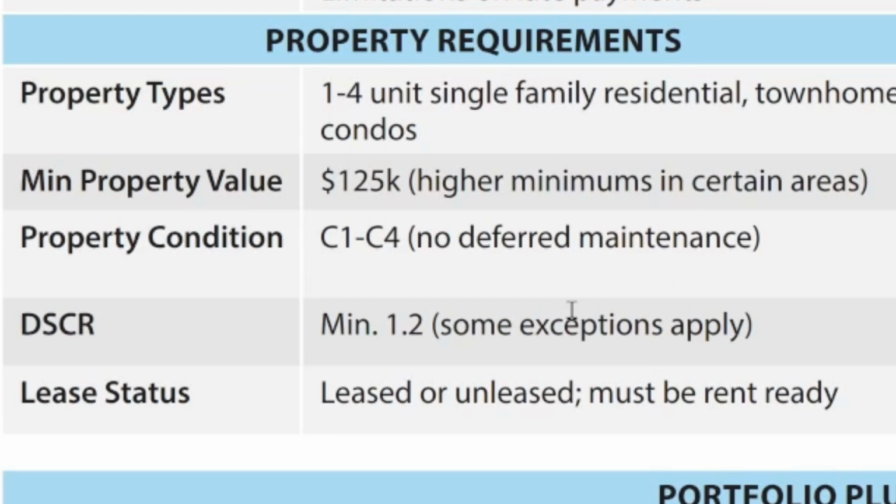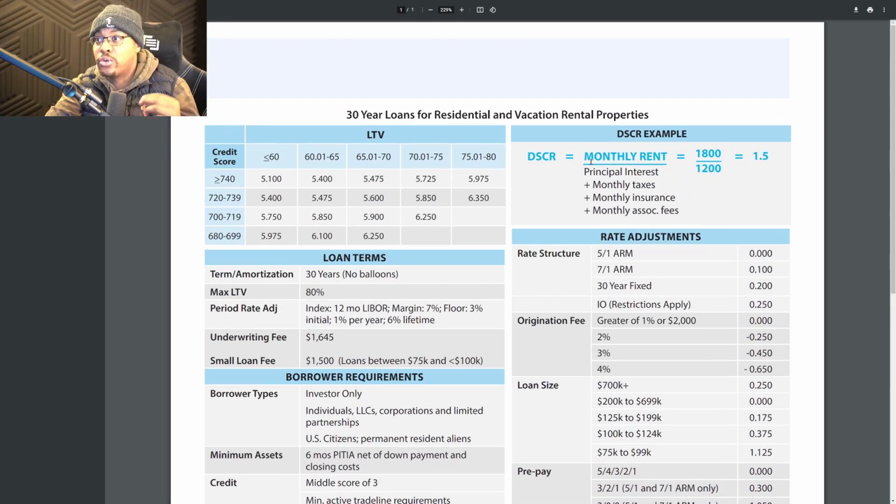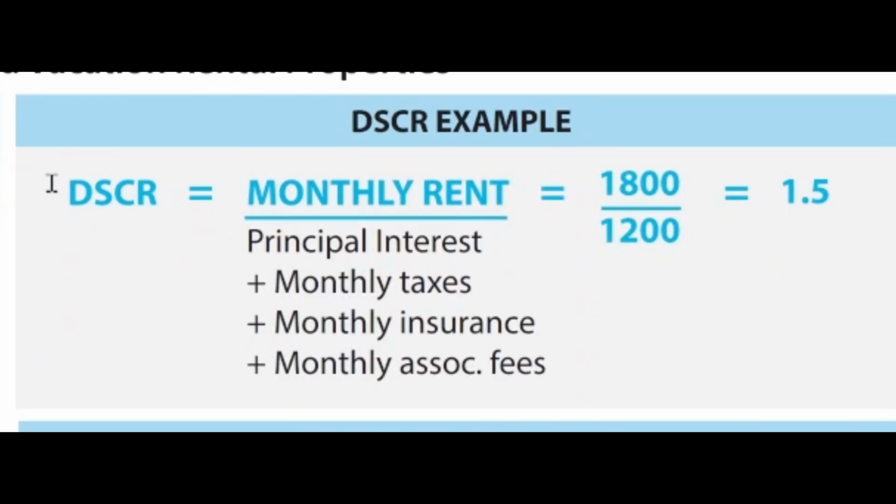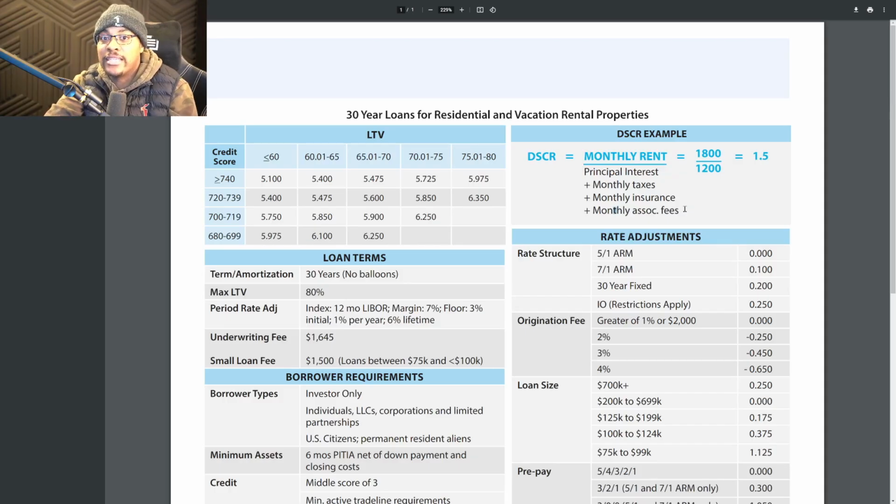I'm not going to go too deeply into this because there are different programs, but basically you have a minimum debt service coverage ratio. So what is debt service coverage ratio? Up here is an example. Let's say you have an Airbnb property or a long-term renter. Debt service coverage ratio is the monthly rent divided by, in the acronym I just showed you, PITIA. That's principal, interest, monthly taxes, monthly insurance, and monthly association fees if applicable. Pretty much what this means is how much it's costing you to service the loan and how much income is actually being generated from the rental property on a monthly basis.